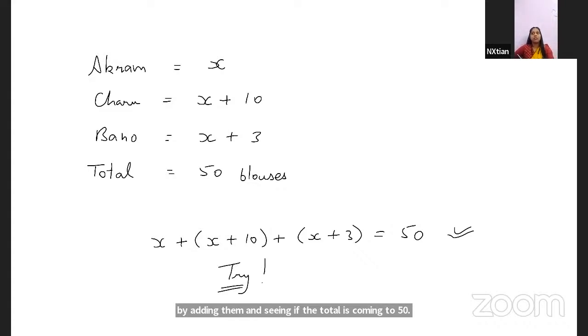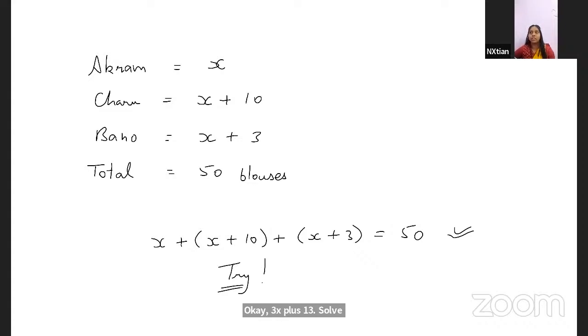Now, we put the values. Yes, Abraham, so we say that 3x plus 13. 3x plus 13. Solve it and see, Abraham.